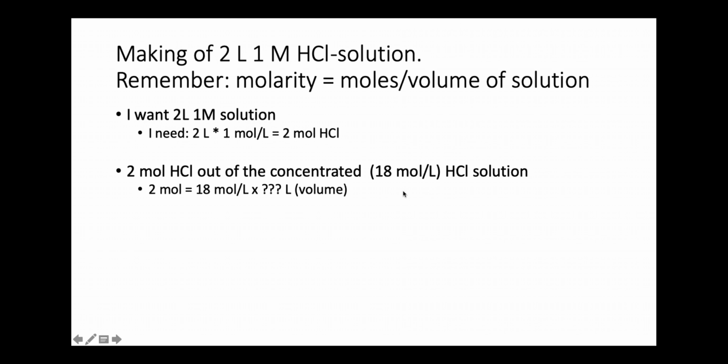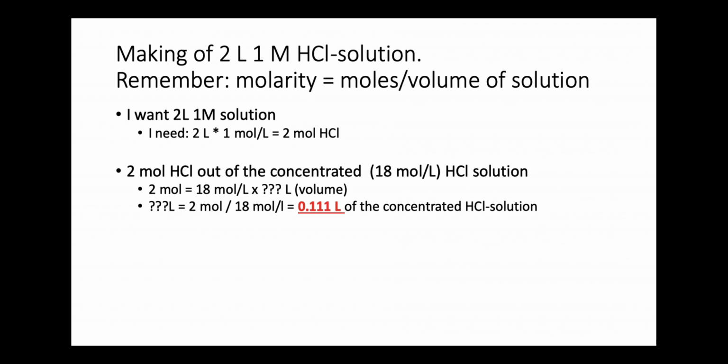So 2 moles is 18 moles per liter times an unknown volume. That's what I have to take from the very concentrated solution. Now I can calculate what that volume is. 2 moles divided by 18 moles per liter is 0.111 liter of my concentrated HCl solution. That's what I need, because then I have 2 moles, since 0.111 times 18 is 2 again.